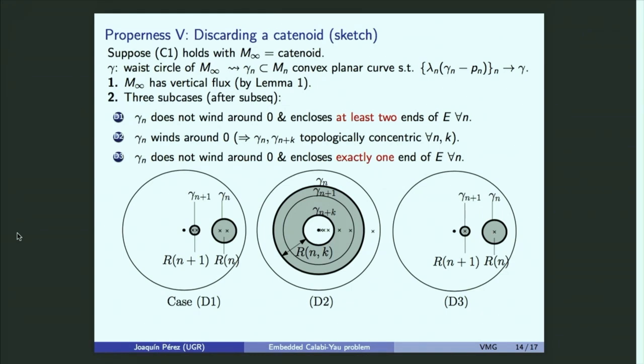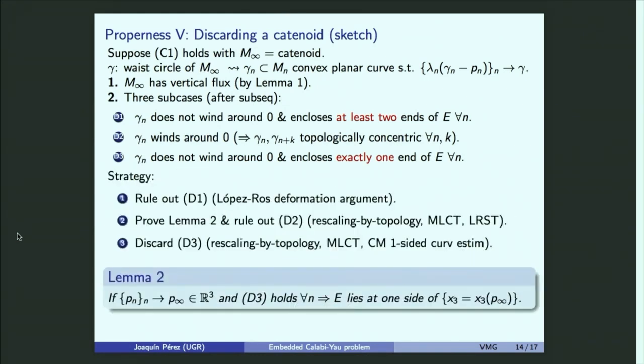Okay, so the strategy will be the following. I have to put in ways of escaping because of the time. So we are going to rule out D1 by application of the Lopez-Ros deformation argument. We will also use a result by Bill and Brian White. In order to rule out D2, we will prove this lemma that surprisingly assumes that D3 holds.